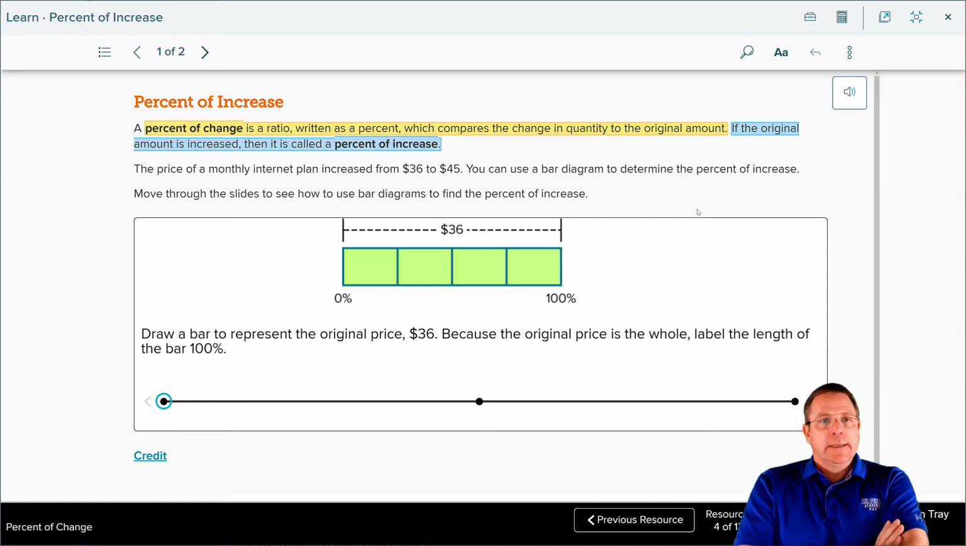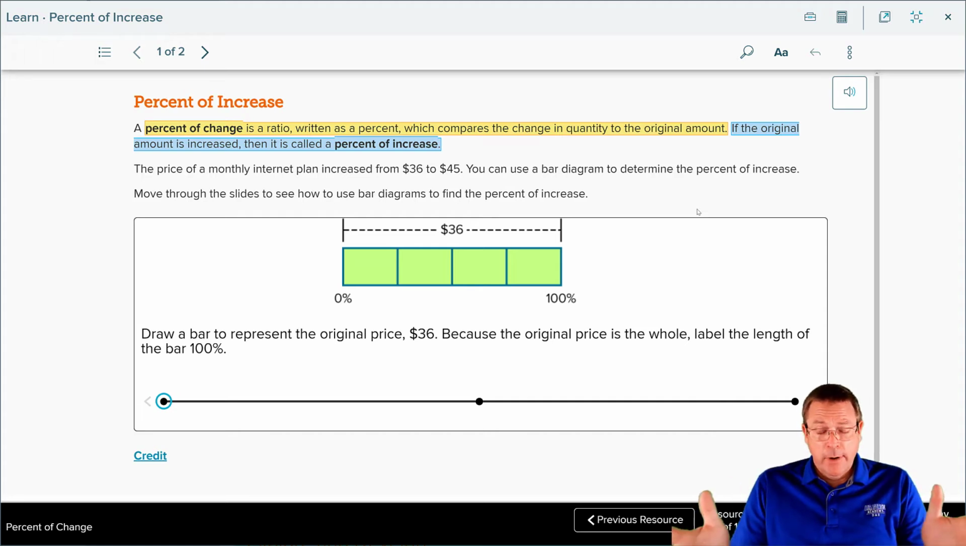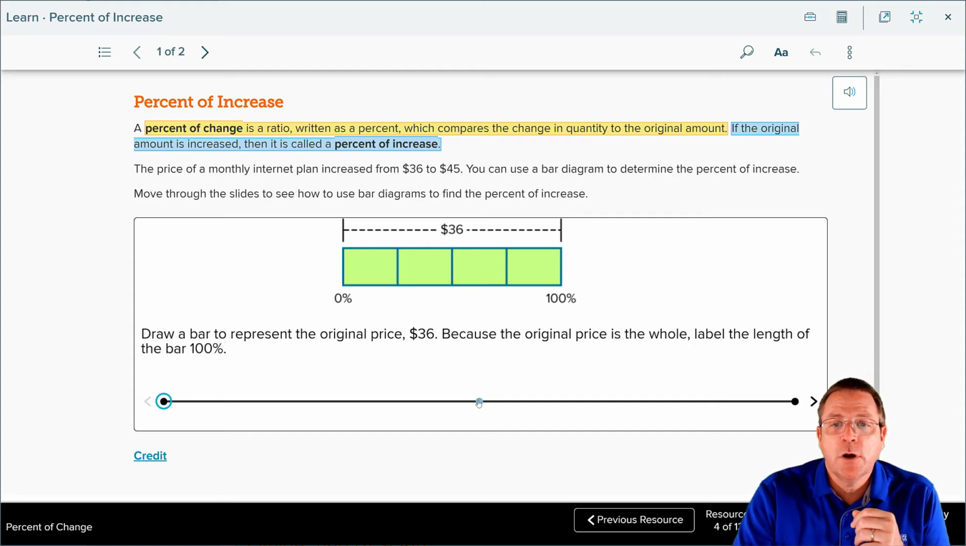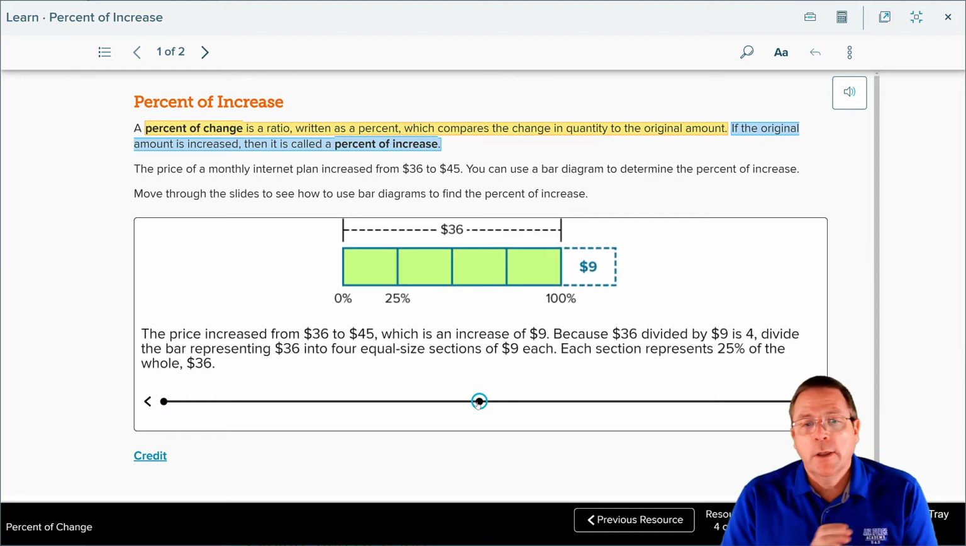The price of monthly internet increased from $36 to $45. You can use a bar diagram to determine the percent of increase. Move through the slides to see how to use bar diagrams to find the percent of increase. So you can see they have the bar diagram set up. The original price, 100% of the original price, was $36. From there, it went from $36 to $45.